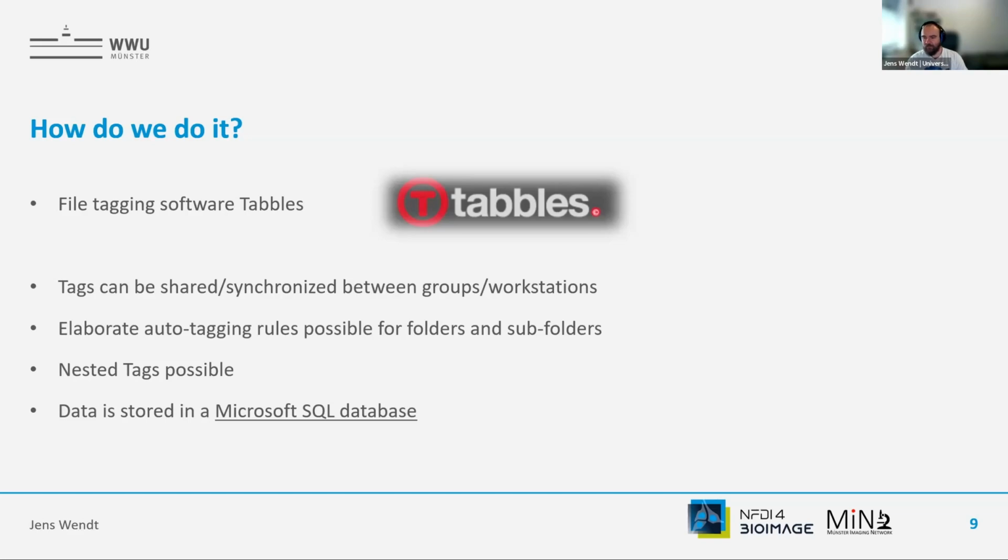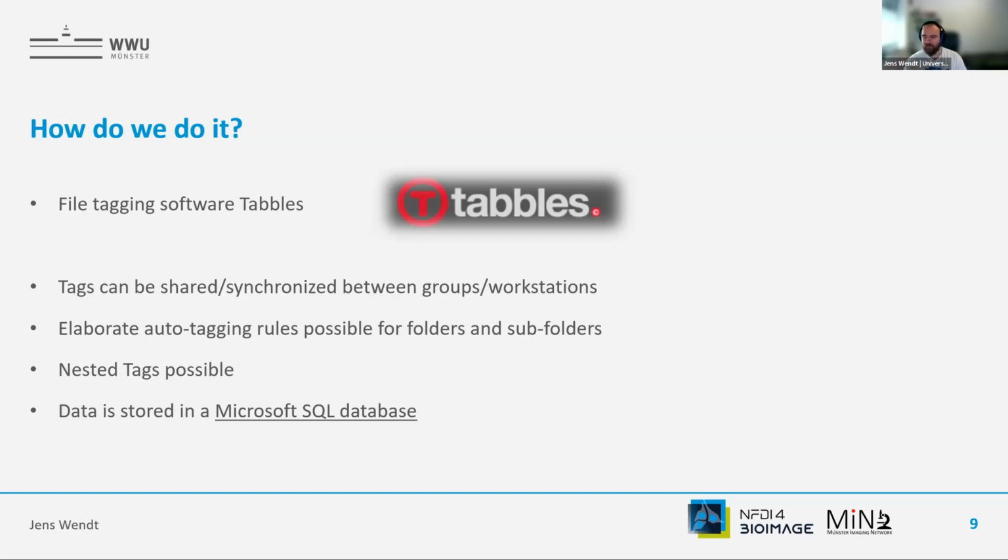You can set up elaborate auto tagging rules. So you just put files in a folder and they get tagged automatically. You can have nested tags, which allows us to recreate the REMBI template. And here comes the most important part. The tagging data is stored in a Microsoft SQL database, which runs externally and therefore can be accessed from Omero. Why is that important?